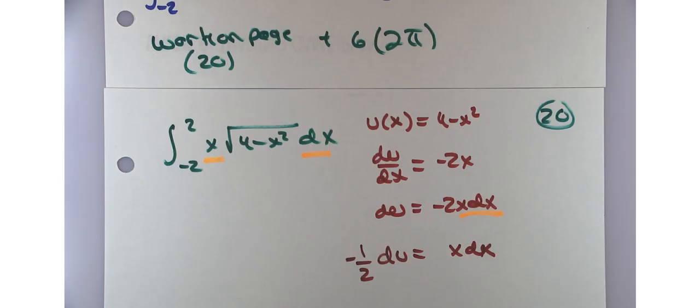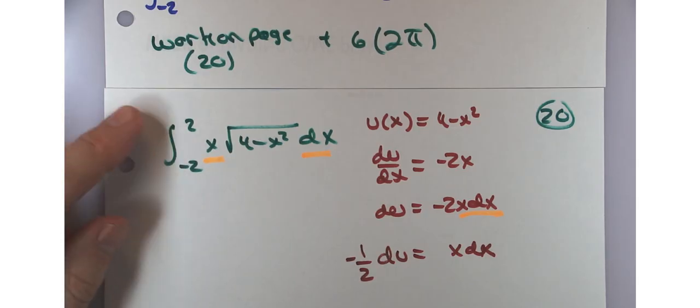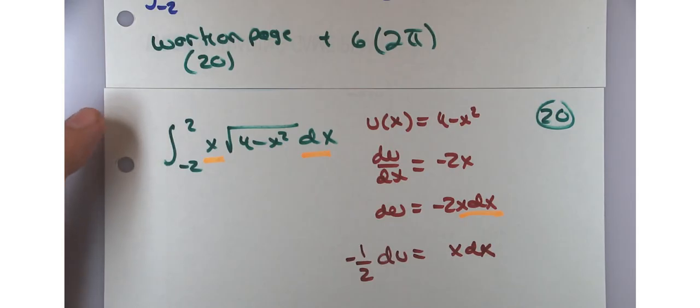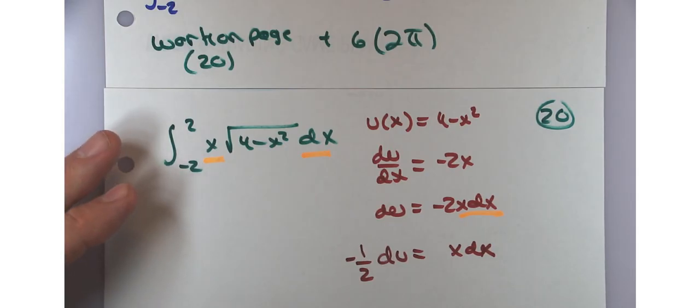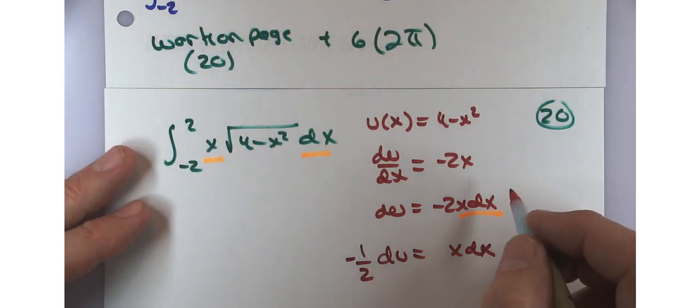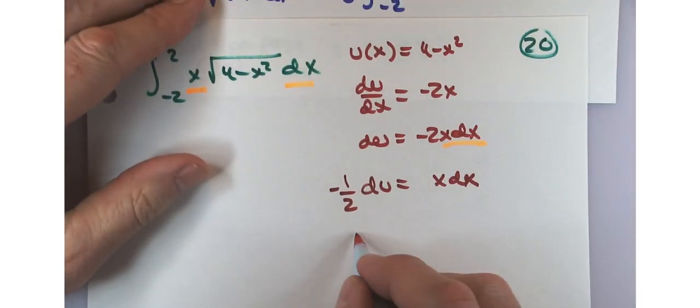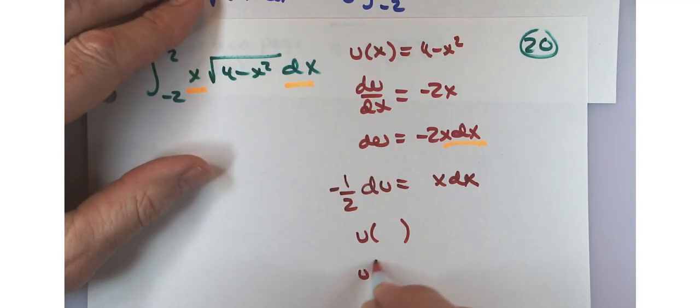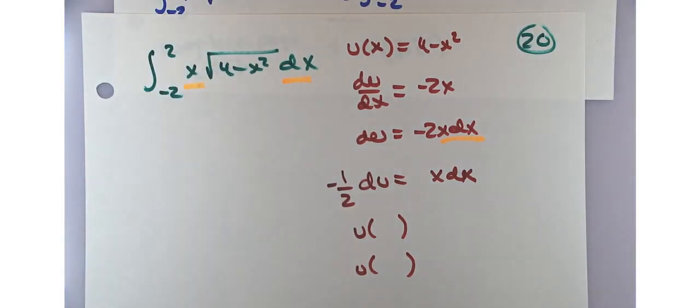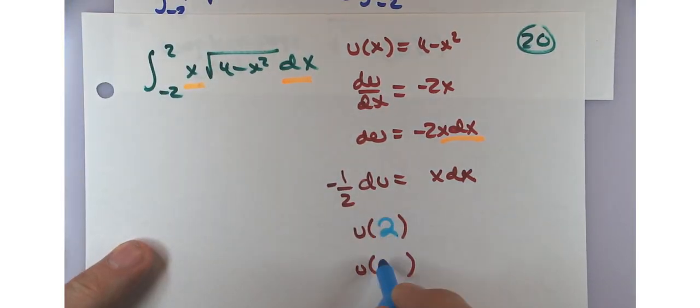What did I do in the first problem where I had to do a u substitution like this? I've got to find my new limits. Now our new limits are going to give me something kind of interesting. There's going to be an interesting result when I do my new limits. So let's take a look here. I want to find u of 2 and u of -2.